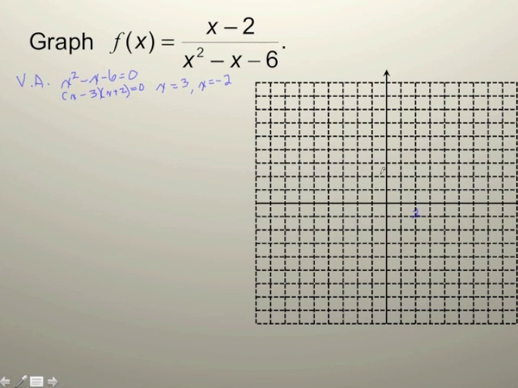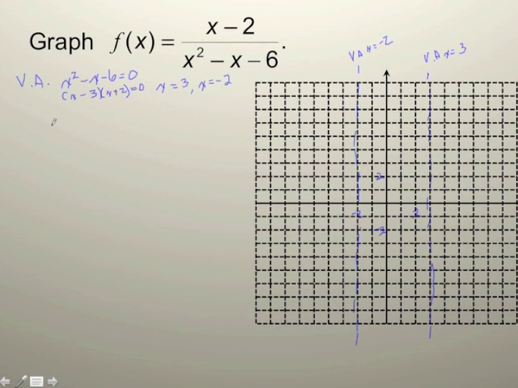Again, I'm going to number my graph by 2's or by 1's. So x equals 3 will be here. That's my vertical asymptote, x equals 3, and x equals negative 2 will be here. That's my vertical asymptote, x equals negative 2.